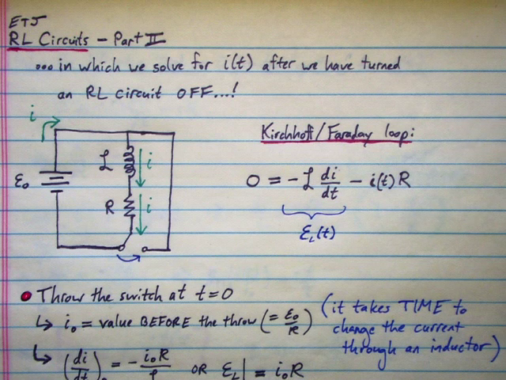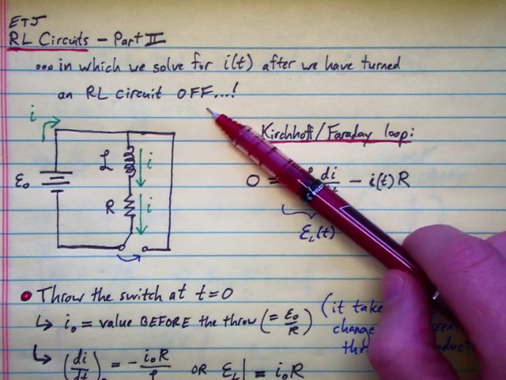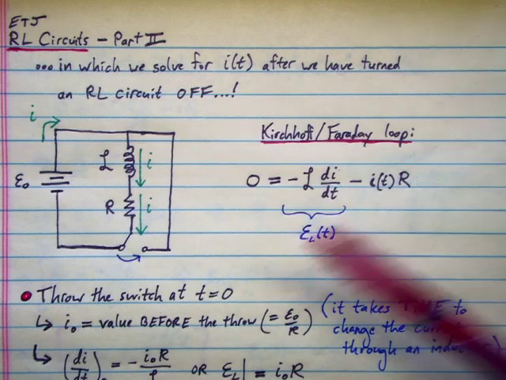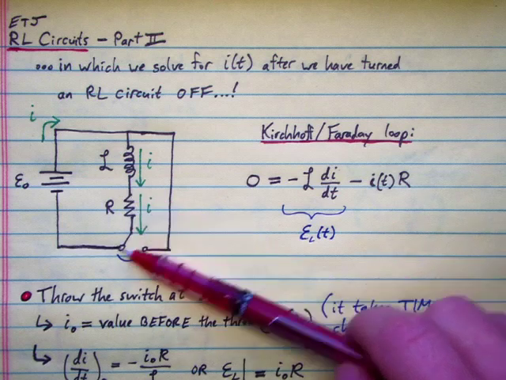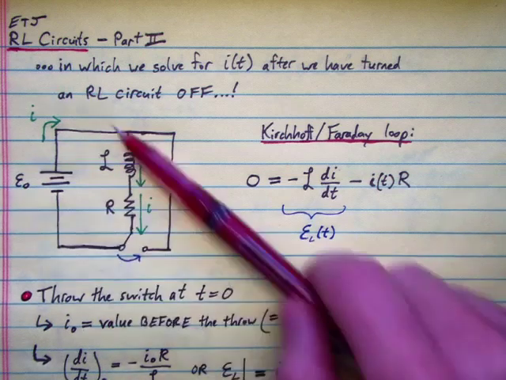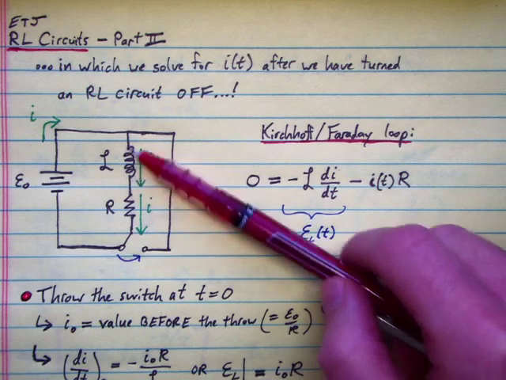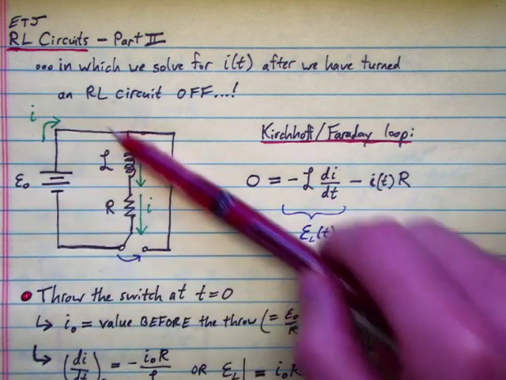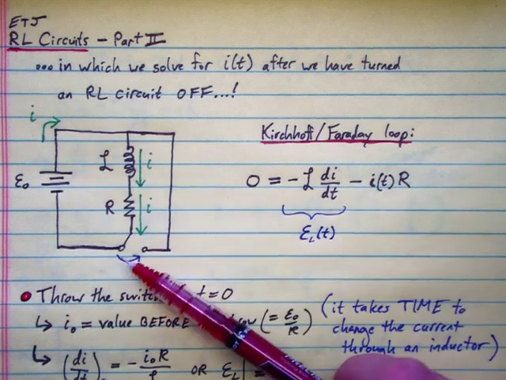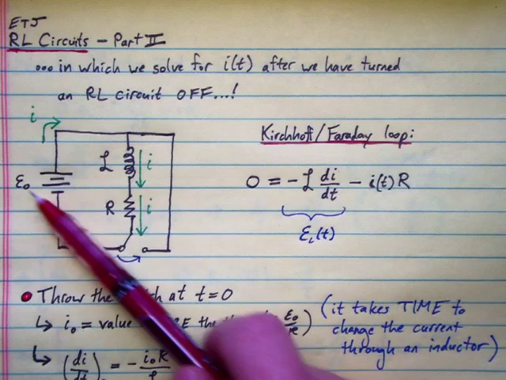So here we're going to try and solve for the current as a function of time after we turn a circuit off. Suppose this current has been running around this loop for a very long time, so it's reached some stable final value. Our inductor is just behaving like a wire at the moment, and our current is steady and constant around that loop. Then we throw this switch to remove the battery from the circuit.